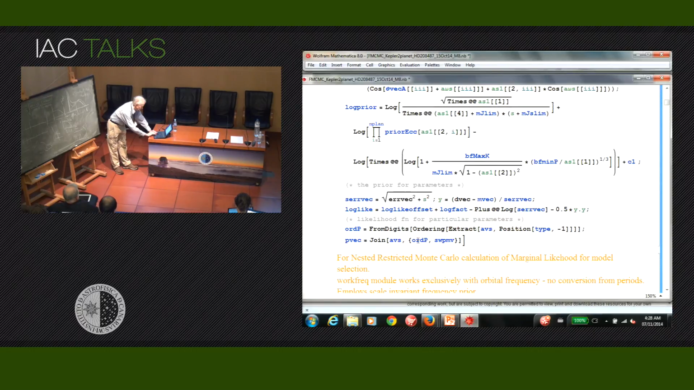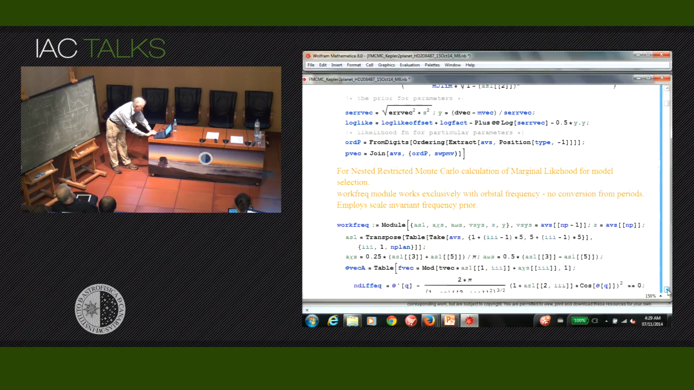And then this section here tells you the ordering. Remember I said that these planets will jump around, the periods will jump around. So what was the lowest period becomes a high period at some point. So you need to know for the relabeling the ordering of the periods, which came first, which is second. That ordering is extracted here and added onto the parameter vector.